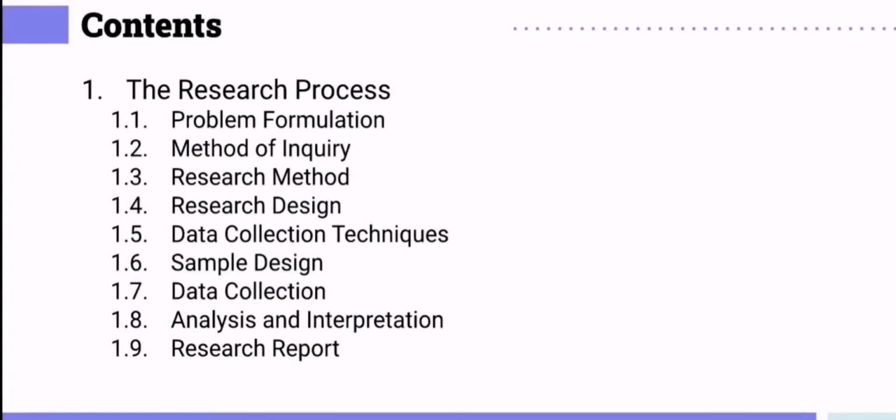On this discussion, we will be covering the research process and its stages. Actually, these are all the 9 stages which I just conveniently numbered as 1.1 to 1.9. But the research process, we have already seen the diagram from the previous discussion.